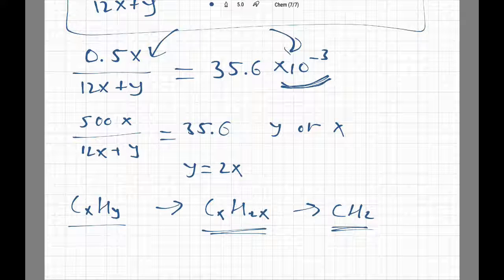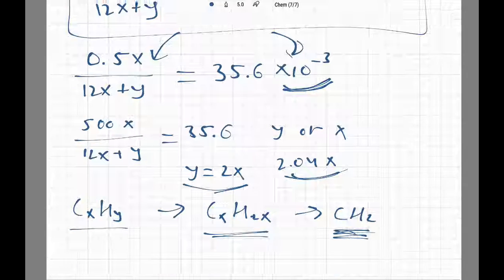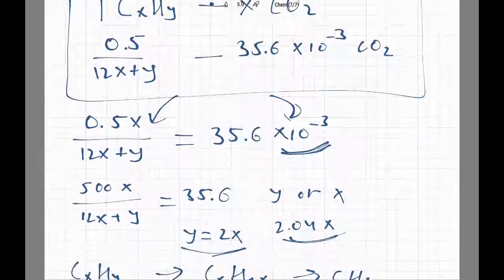Oh, one more thing. When I did this math, I didn't actually get exactly 2x. I got 2.04x. Let me write it down, 2.04x. This is normal because not everything will just match up in chemistry. So just say that's 2x, and then you're going to arrive at CH2. If you have any questions, please don't hesitate to ask, and thanks for watching.